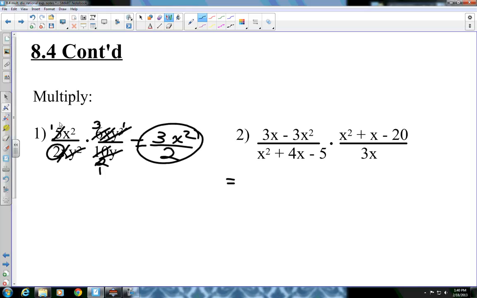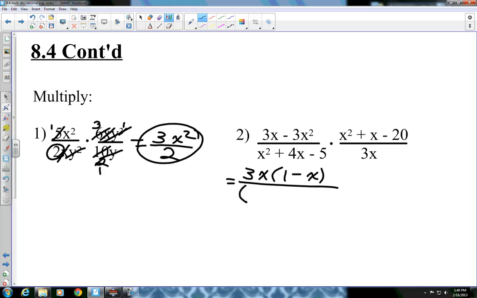Look at the top number, 3x minus 3x squared. What's the greatest common factor? 3x. I have 3x times 1 minus x. Okay, let's look at the bottom of that one. x squared plus 4x minus 5.